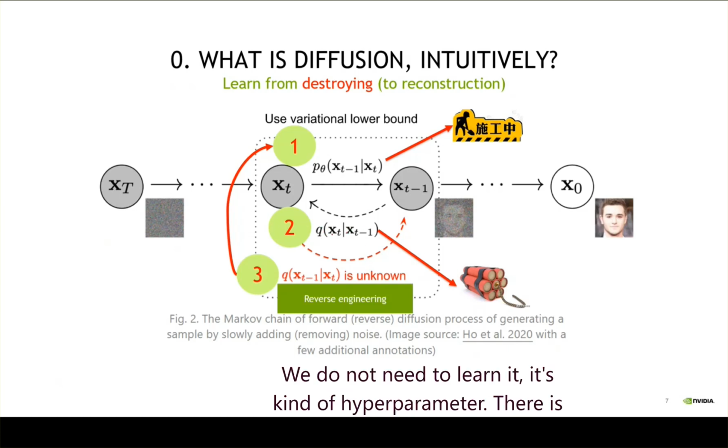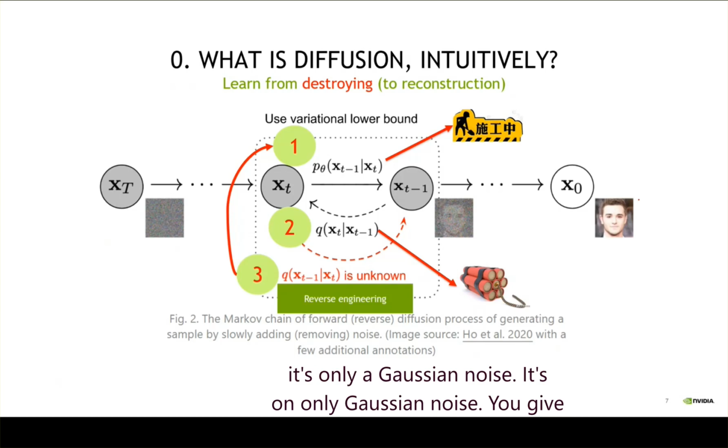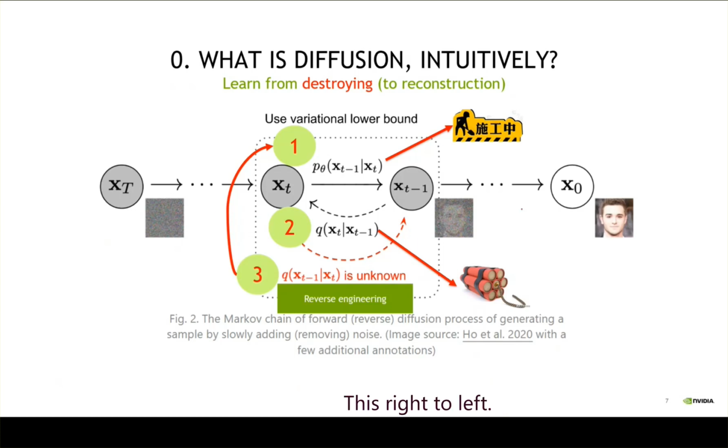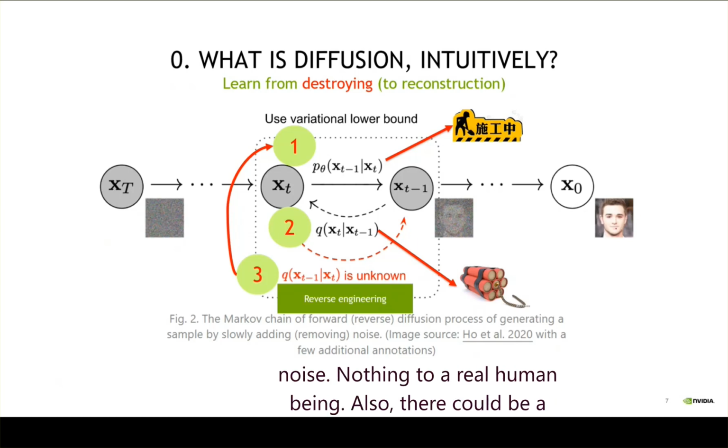But if you want to destroy it, the second one, Q, is where you are trying to destroy. We do not need to learn it. It's kind of a hyperparameter. There's no learning parameter here. It's only a TNT, meaning it's only Gaussian noise. You're given an image, you put noise in it, everything is random until you can never tell it's a human face anymore. This right-to-left direction is the diffusion. Diffusion means you destroy it from a very good image into nothing. The first distribution is to recover from the Gaussian noise, from nothing, to a real human being.